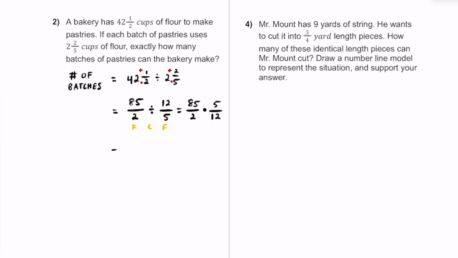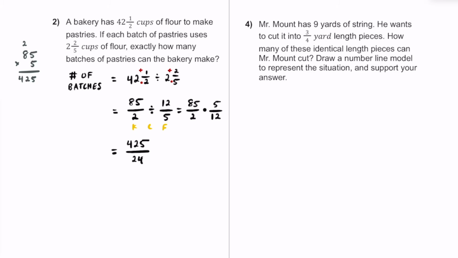All right, so let's go ahead and see what we're going to get here. We can just multiply the tops here. So we have 85 times 5. I'm actually just going to do that on the side here. So 85 times 5, that's going to be, let's see, 25, carry the 2. 8 times 5 is 40, plus 2 is going to be 42. So we're looking at 425 in the numerator. And on the bottom, we have 2 times 12, so that's just going to be 24, all right?